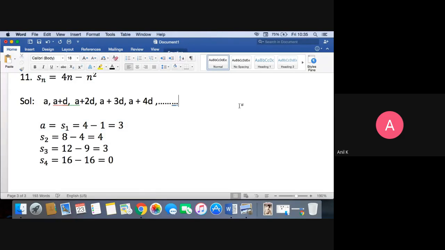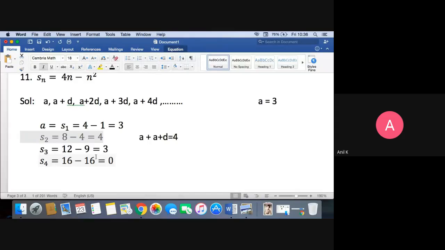So let me put it somewhere here. I got a value as 3. Now S2 means sum of two terms. What are the two terms we have in AP? The first term is a, the second term is a plus d. If I add these two terms, a and a plus d, that will give me S2, the sum of two terms. So S2 is a plus a plus d, which is equal to 4, because the S2 value here I got as 4.